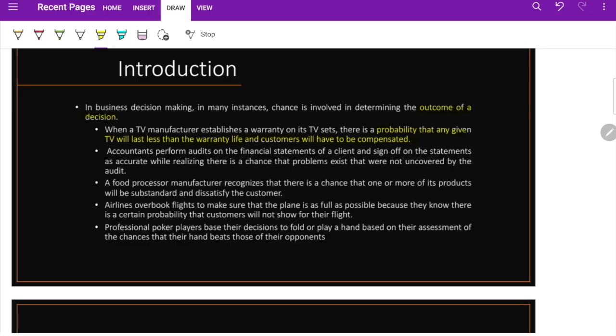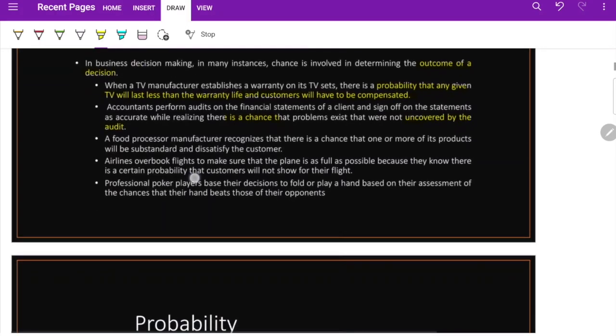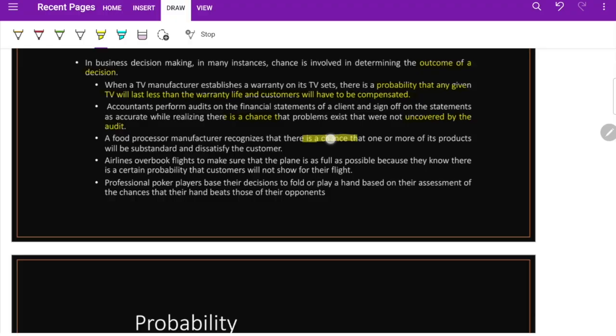Accountants perform audits on the financial statements of the client and sign off on the statements as accurate, while realizing there's a chance that problems exist that were not uncovered by the audit. So there are chances that we have problems in the balance sheet or the financial statements. Also, a food processor manufacturer recognizes that there's a chance that one or more of its products will be bad and dissatisfy the customer. So we are looking for the probabilities that this is going to happen. All of these are examples of decisions that involve chance or probability.